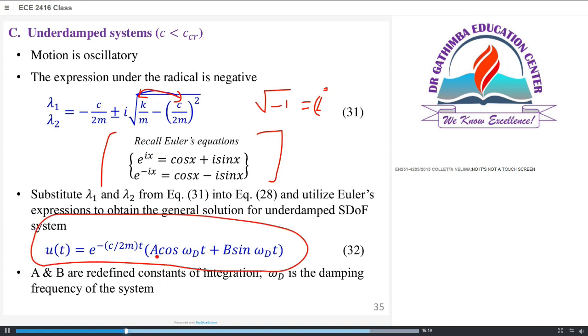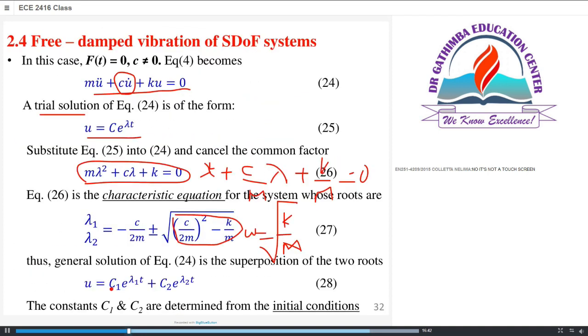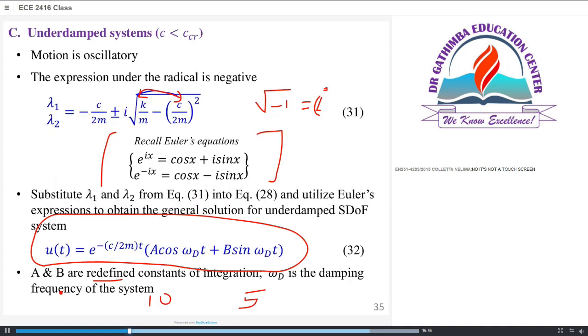So the constants A and B, they are called the redefined constants of integration. Of course, a constant is a constant, but if one constant is 5 and another one is 10, of course they are constant, they do not vary, but the magnitude is different. Remember we had talked about the constants of integration, C1 and C2. We have just redefined because maybe this A is equal to twice the C1. So that's why we are talking of redefined constants of integration.